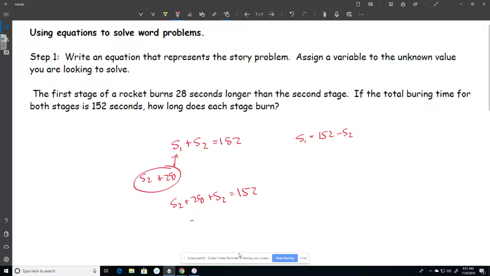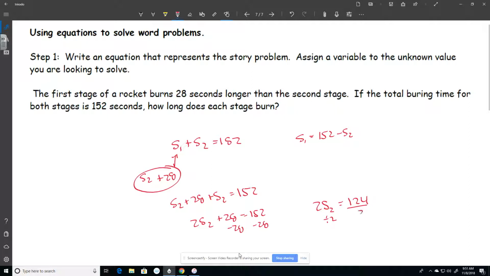So I have two stage 2s. So two stage 2s plus 28 equals 152. So minus 28, minus 28. So two stage 2s, that's a mouthful. Two stage 2s, 152 minus 28. 152 minus 20 is 132. Minus another 8 is going to be 124. Two stage 2s equals 124.